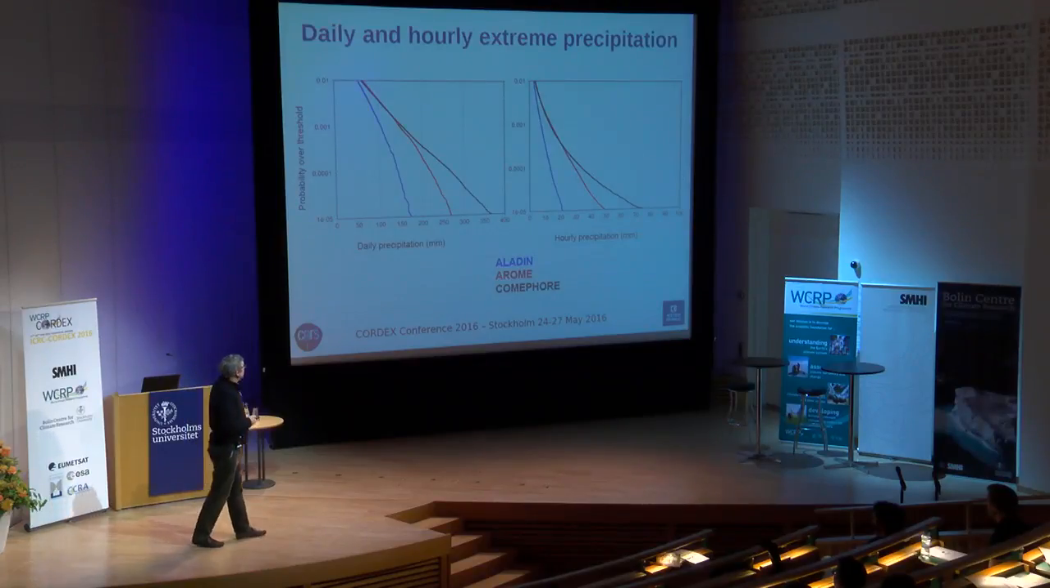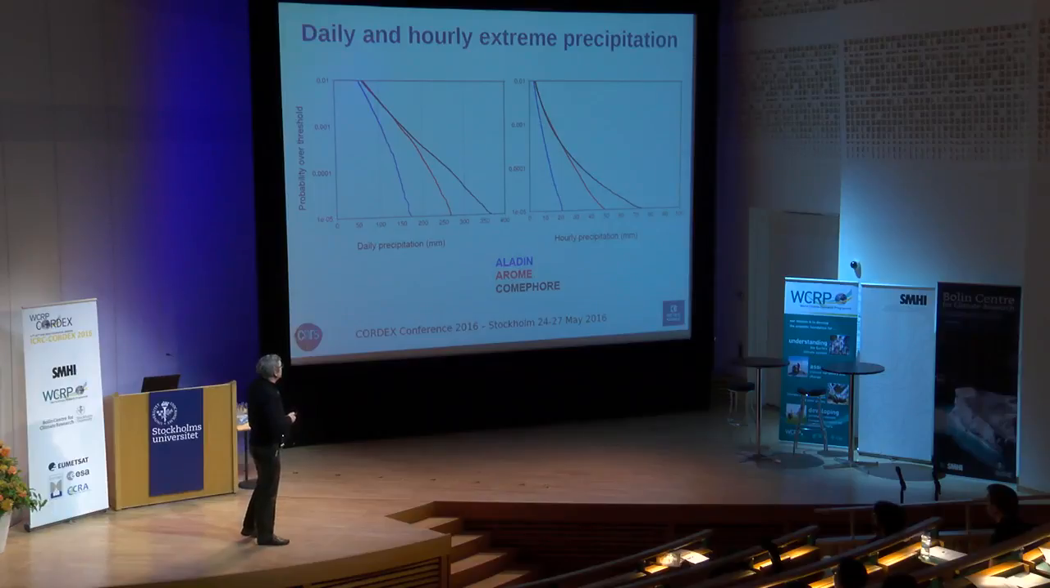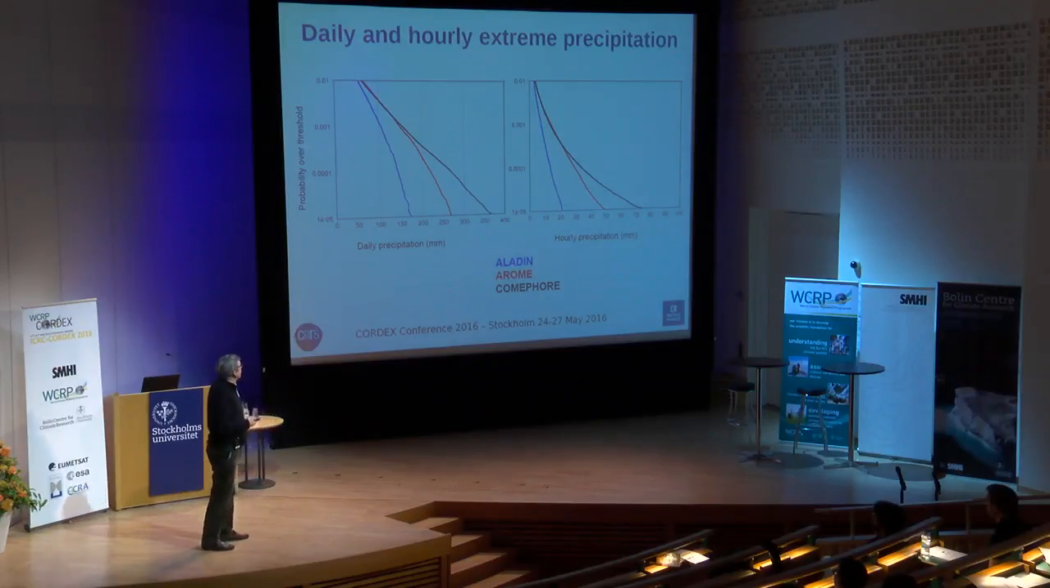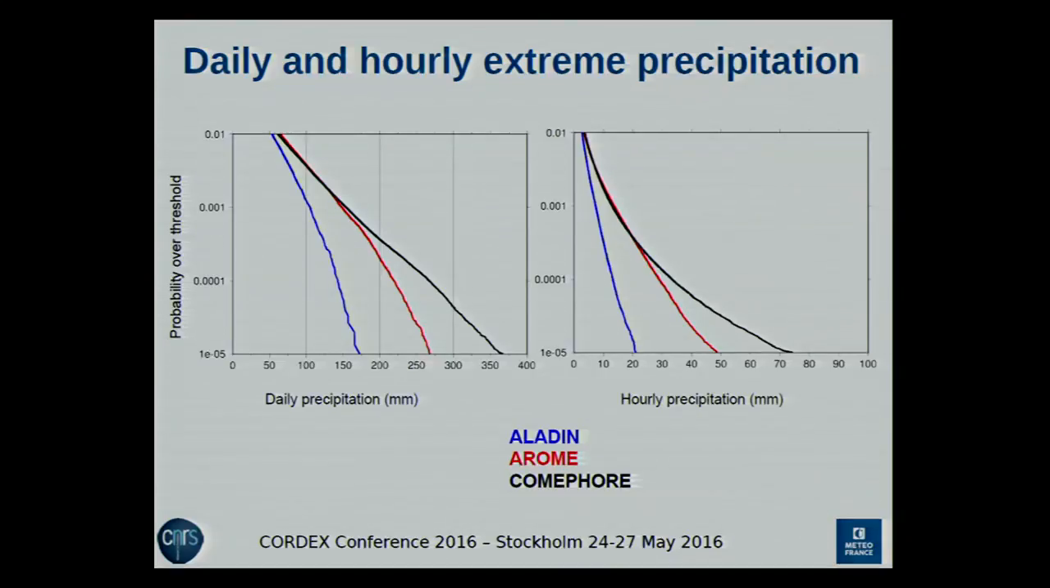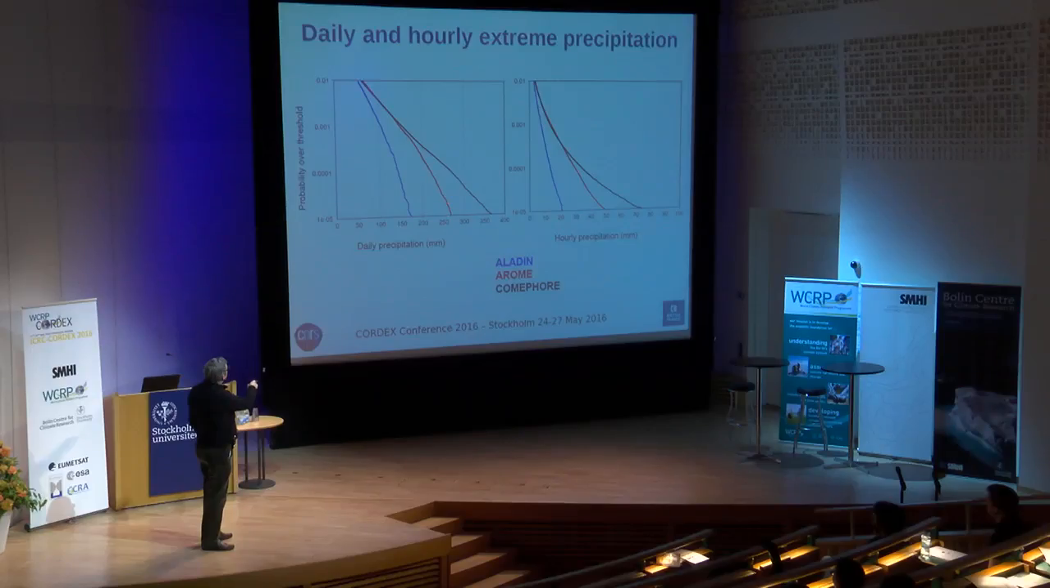Here is the comparison in precipitation over the Cevennes domain. Here on the left is daily precipitation, and here is hourly precipitation, and here is probability. So the heavier the precipitation, the lower the probability. And here you have a return period of typically 40 years. In black is the observation, COMEPHORE. In red is AROME. And in blue is Aladin.